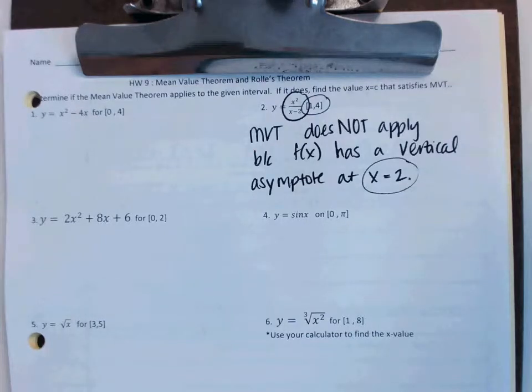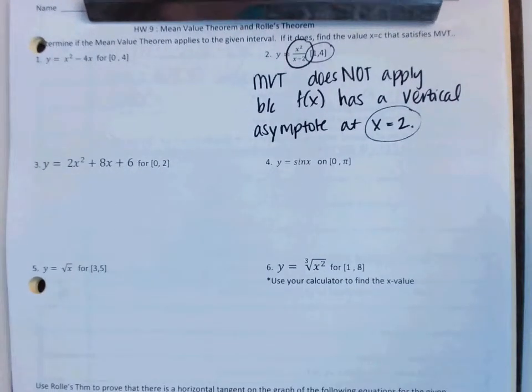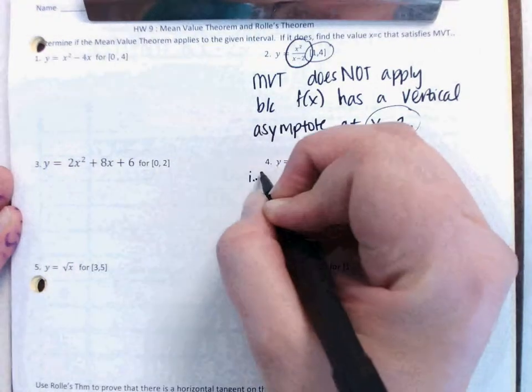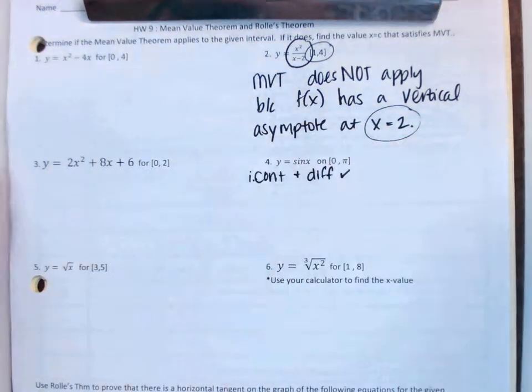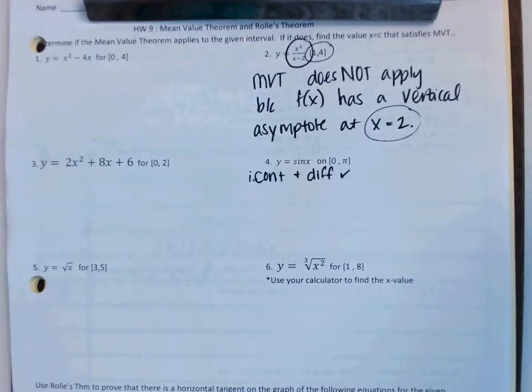So let's do number 4, and then we'll do 6. Okay, number 4, take a look at it. Sine x. Think about the graph of sine x. Does it have anything weird? It goes like this. It's good to go. So continuous and differentiable, check. We know what the graph looks like. No cusps, no corners, then it's good to go.